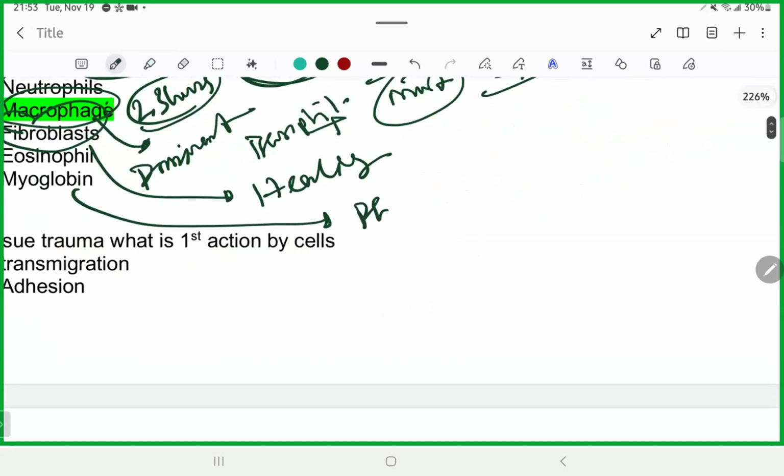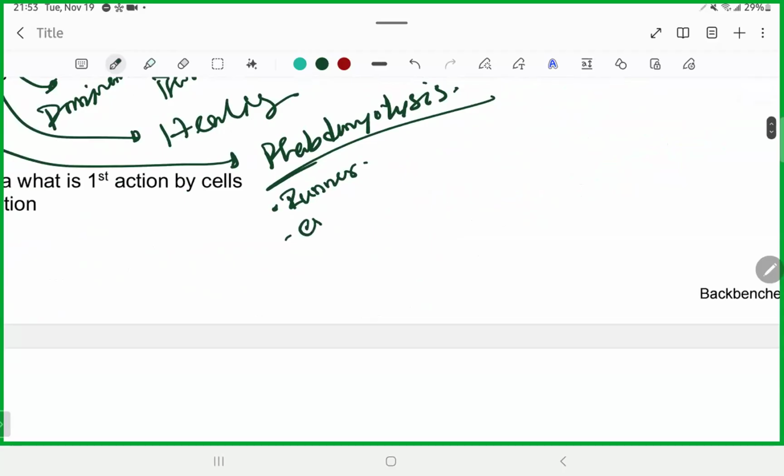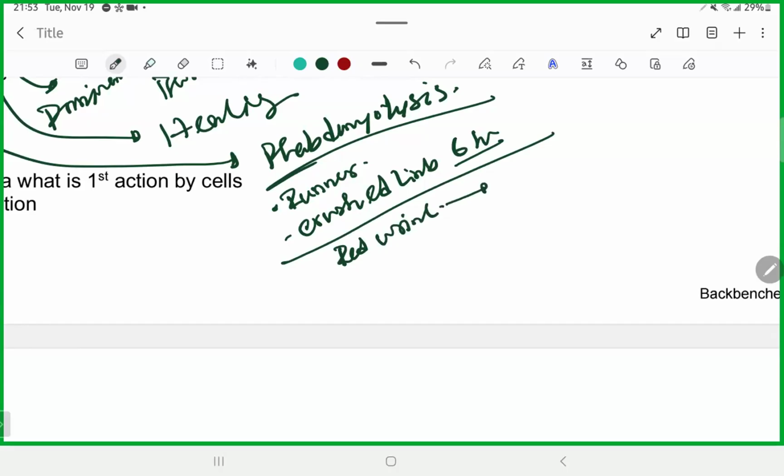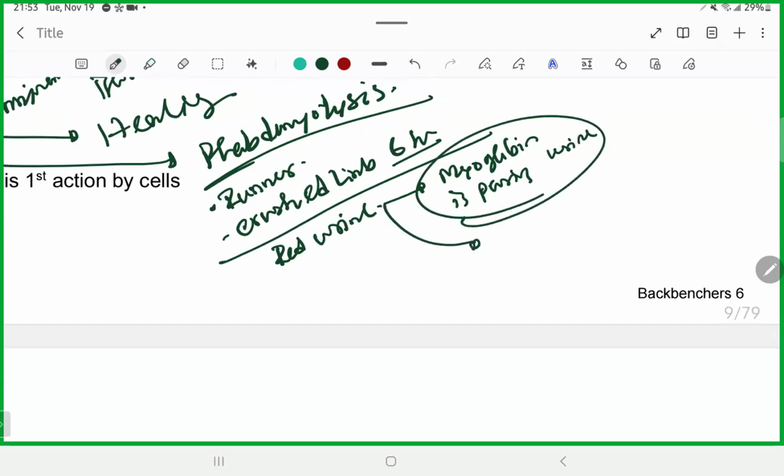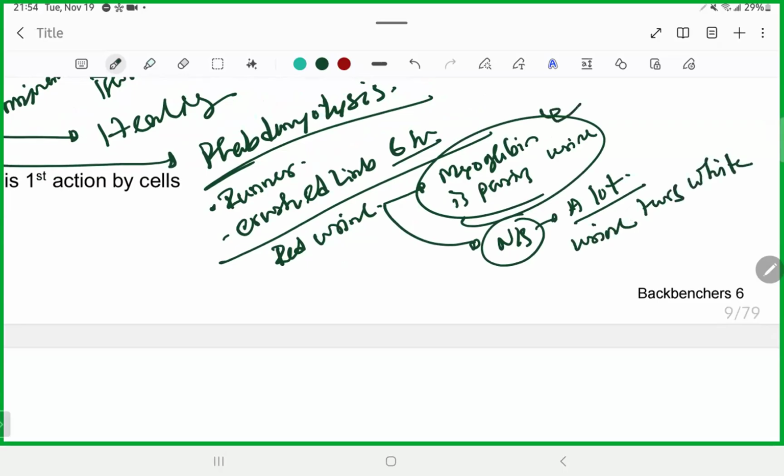Myoglobin, you will find it in rhabdomyolysis. You will be given a stem about a marathon runner or a crush injury, a crushed limb for 4 to 6 hours, and he is having red urine. Why is he having red urine? Because his skeletal muscles have broken down, and myoglobin is passing through the urine. So what do you do? You give normal saline. How much? A lot, until the urine clears. Myoglobin causes red urine after running or after a crushed limb.